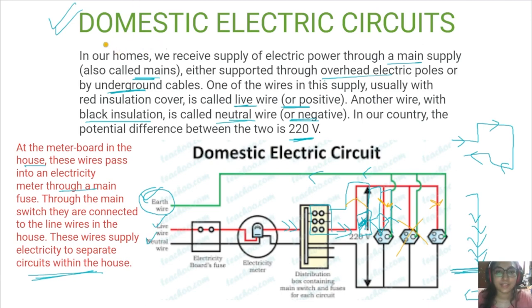So with this, I think the domestic electric circuit is clear, and this brings us to the end of our magnetism chapter. In the next session, we'll go over some basic questions about magnetism, and then we'll carry on with our next chapter. So thank you for watching.